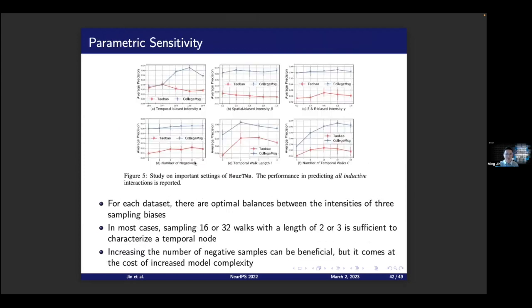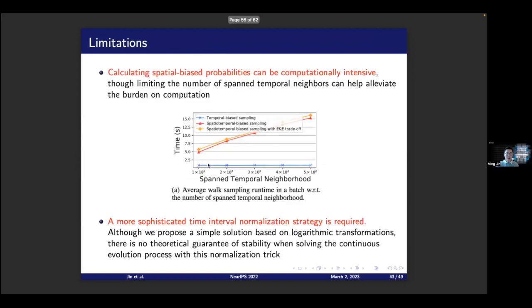And here's the parametric sensitivity study. Due to time, I will not be able to dive into details, but if you are interested in some important parameters, such as the sampling-related ones, the number of neighbors, temporal walk length, as well as the number of walks, you can see the details in the paper.